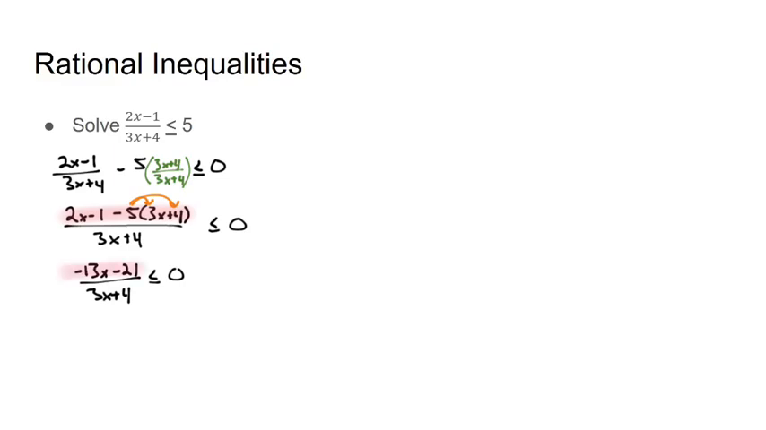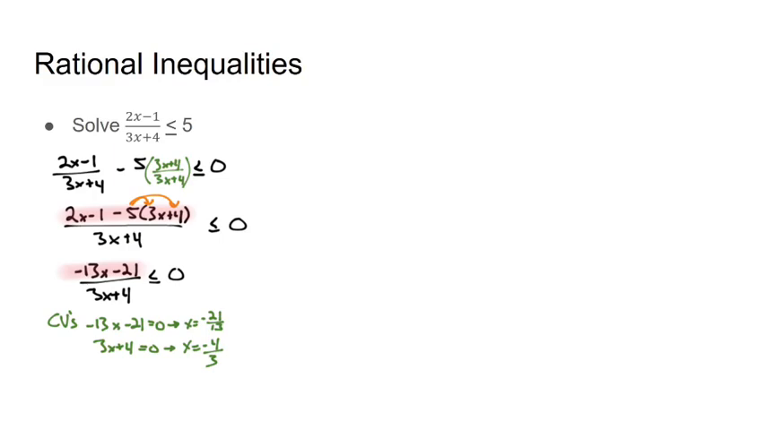Now, we are to the point where we are ready to find the critical values. So to find our critical values, what I'm going to do is set my numerator equal to 0 and solve, and set my denominator equal to 0 and solve. Well, if I solve this numerator, I'm going to add 21 to each side and then divide by negative 13. That's going to give us 21 over negative 13. That's one critical value. If I take this second one and I subtract 4 from each side and then divide by 3, we should get negative 4/3.